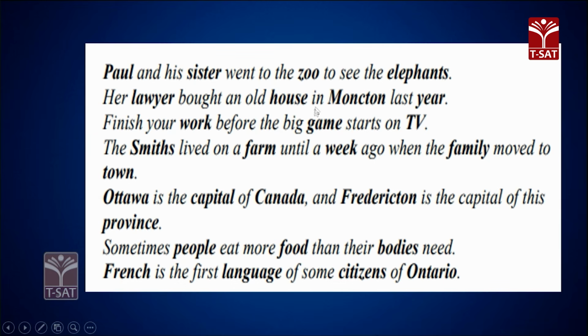Now, you see other sentences which have several nouns. Paul and his sister went to the zoo to see the elephants. The bold words are considered nouns because they signify the name of a person, name of people, or name of a place, or name of a thing. Paul, sister, zoo, elephants. Her lawyer bought an old house in Moncton last year. Lawyer, house, Moncton, year. These are the nouns.